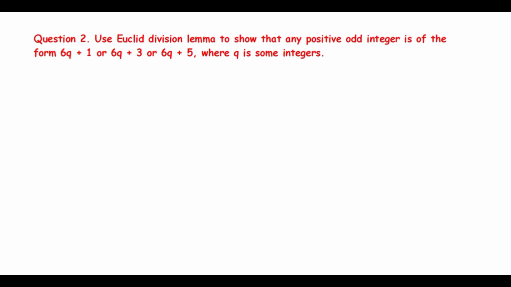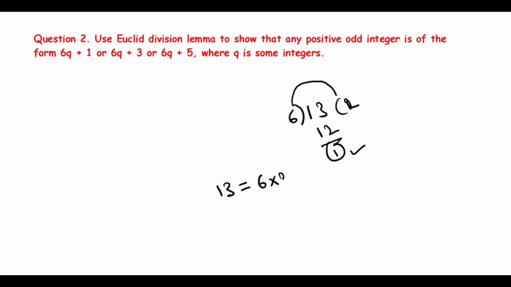Any odd integer. Suppose you take an odd number, maybe a 2-digit odd number, 13. If you divide 13 by 6, what will you get? 6 2s are 12. The remainder is 1. Then this is 6 into 2 plus 1. So this odd number 13 we write in 6 into 2 plus 1 form. Next odd number I am going to take is 15.